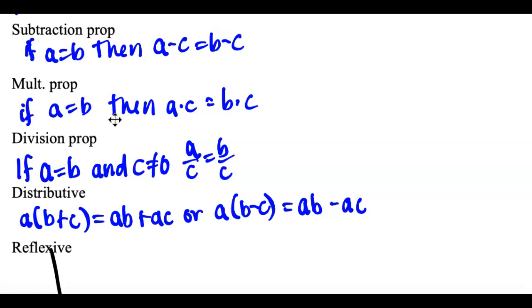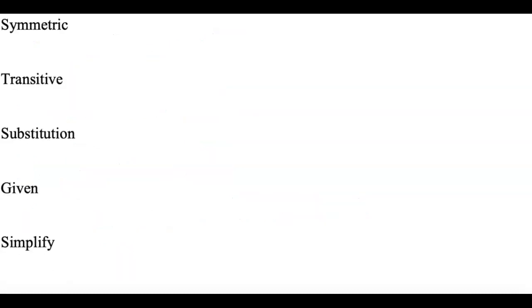So a reflexive property, remember that's our mirroring. It's seeing something on the same side. So we would have A equals A as an example of that one. Again, I'm going to press pause, take a minute, write these down.